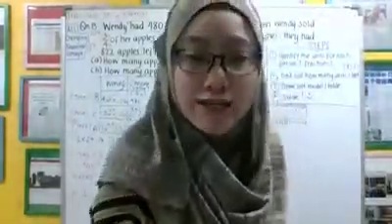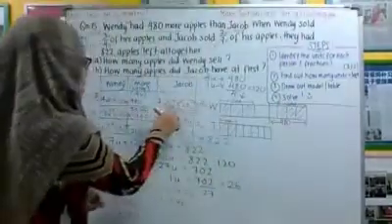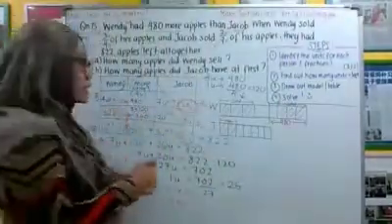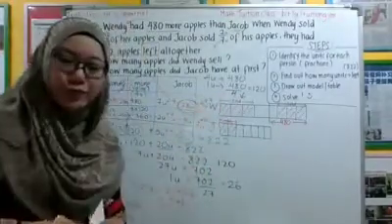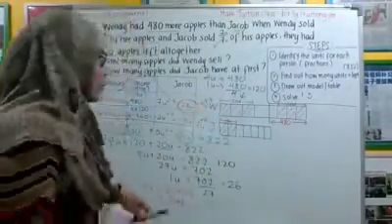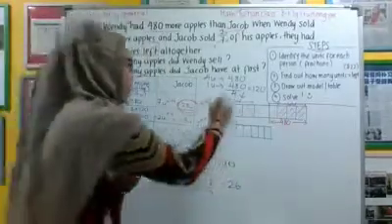We actually multiply. That's what I did here. Can you see? I times 4, I times 7. So in this case, I also times 7, I times 4. Understand? Okay.